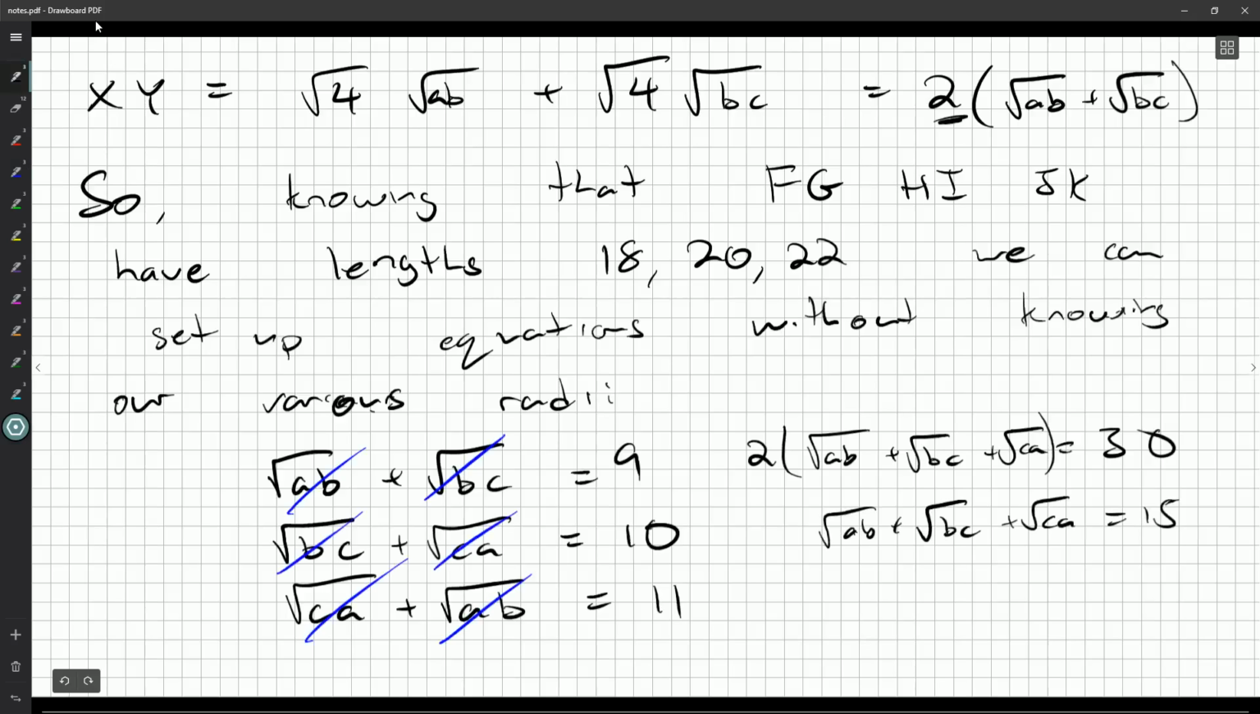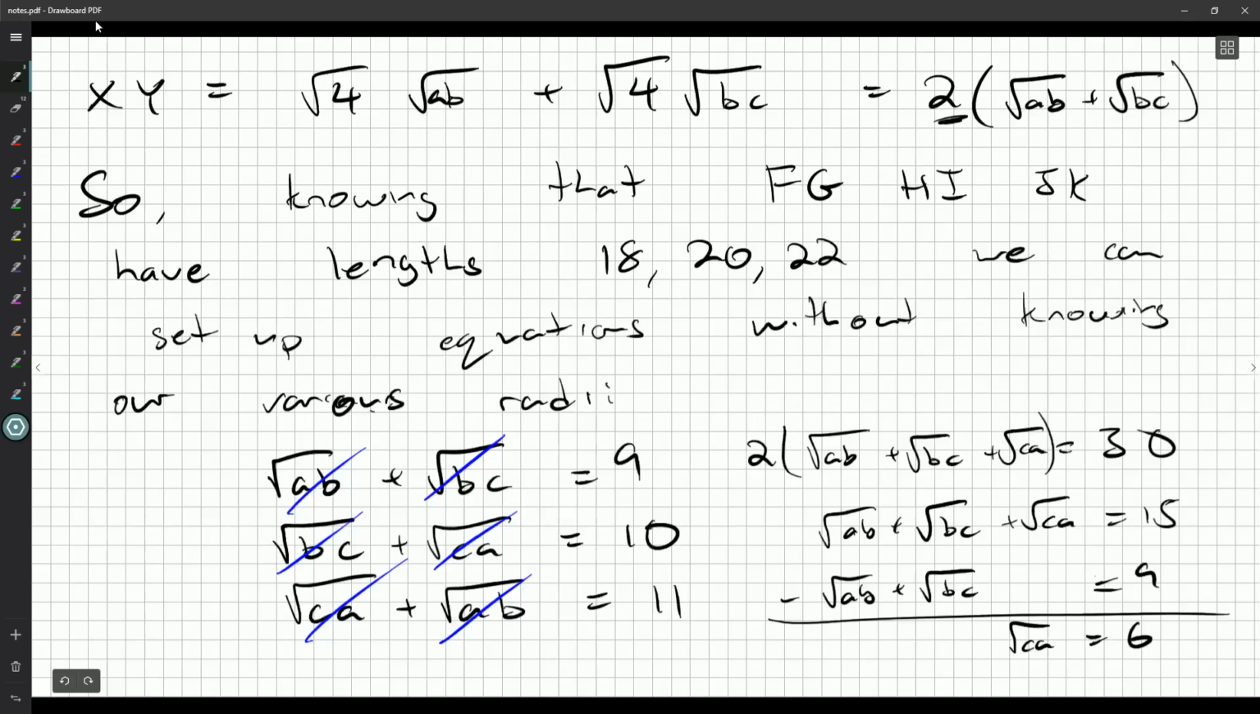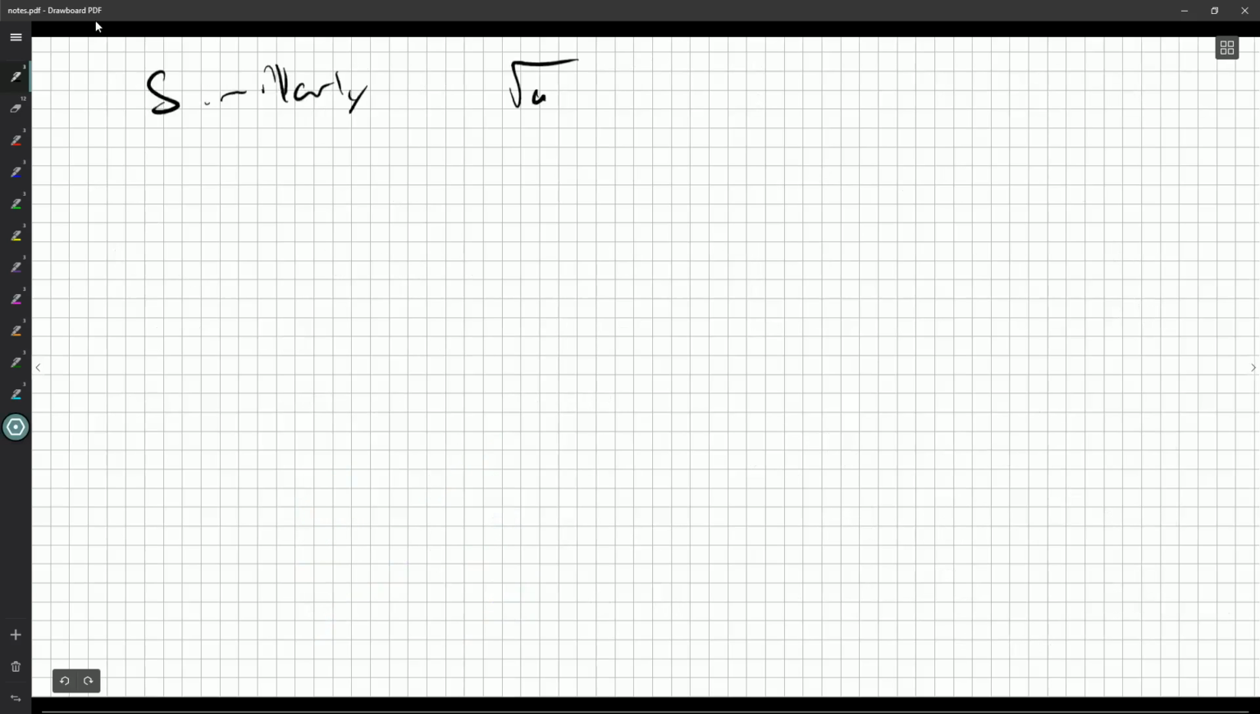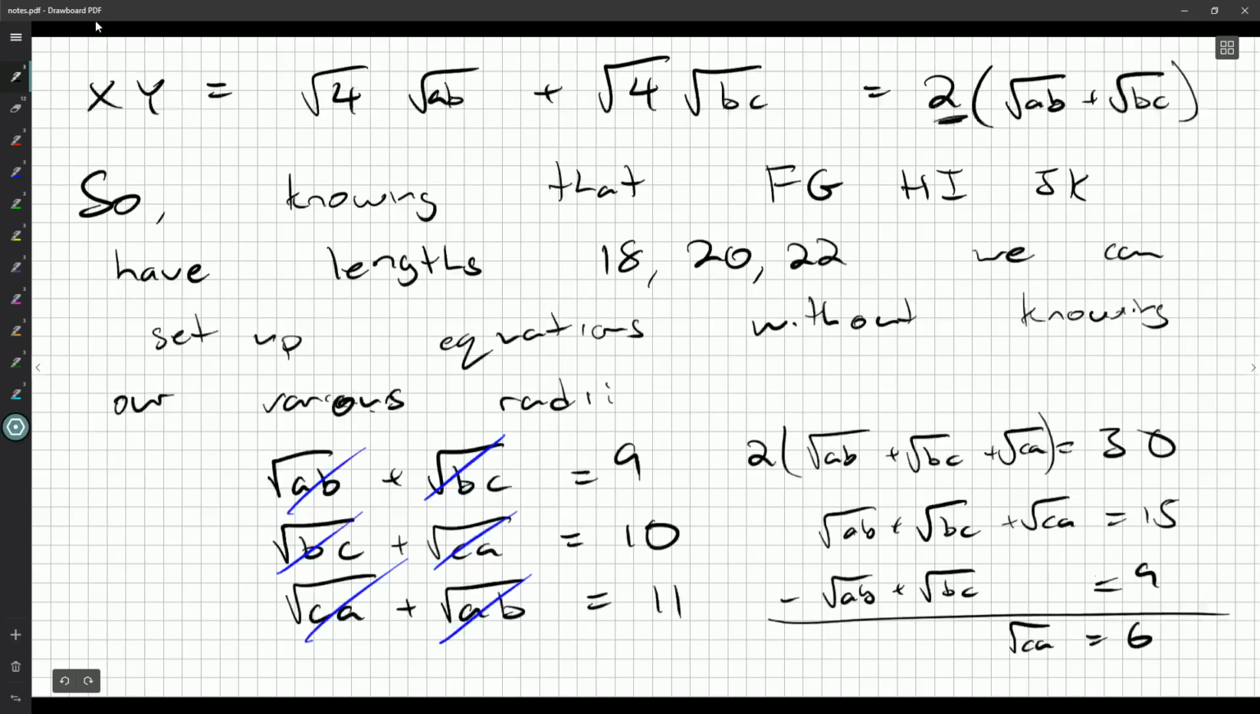And now I can take that and subtract off the individual expressions. So root AB plus root BC is going to be equal to 9. So subtract that off. Root CA is going to be equal to 6. So that means C times A is 36. And I'll say similarly, which one are we missing? We're missing AB for 10, so 15 minus 10 is 5. And BC is the last one, and that should be 4.